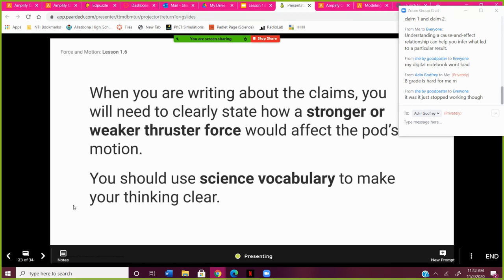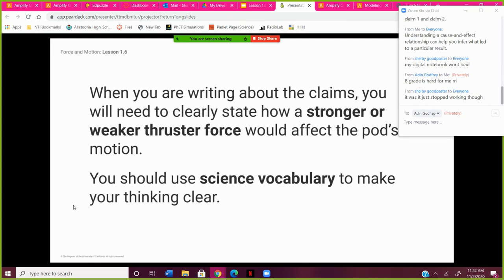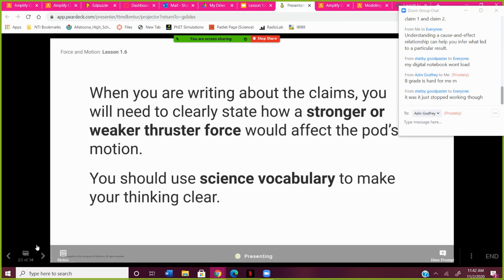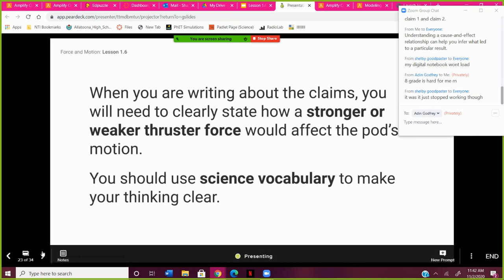So when you are writing about the claims, you will need to clearly state how a stronger or a weaker thruster force could affect the pod's motion. Okay, so you're talking about a stronger or weaker thruster force and how that would affect the pod's motion. All right, you can use some vocab to make your thinking clear, and that will be pulled up here in just a second.